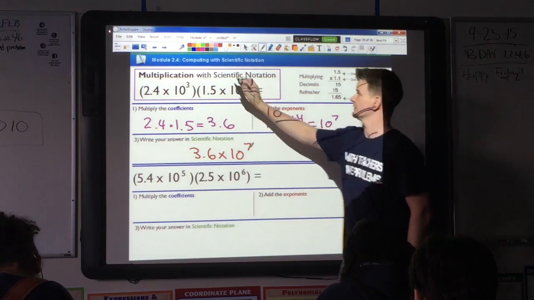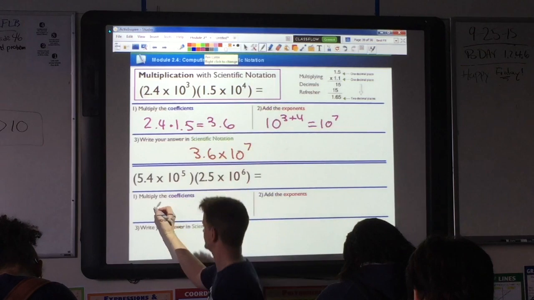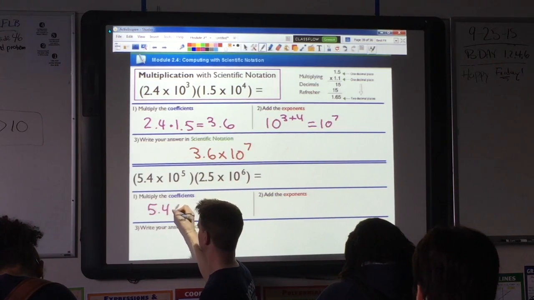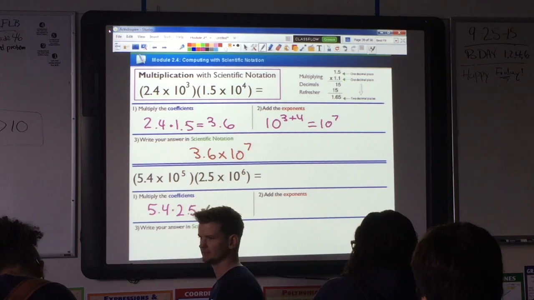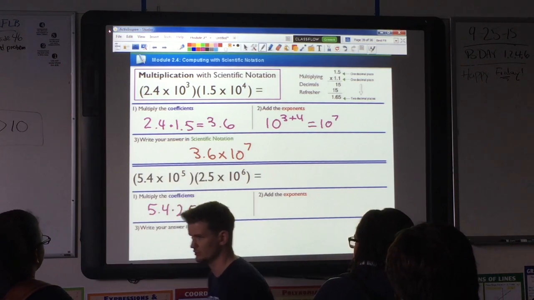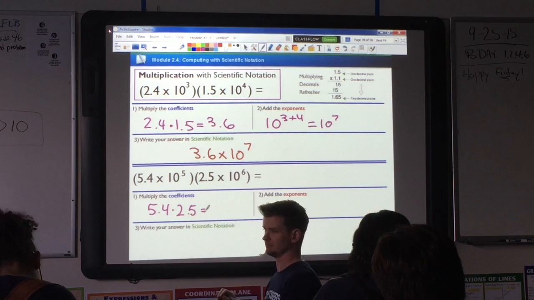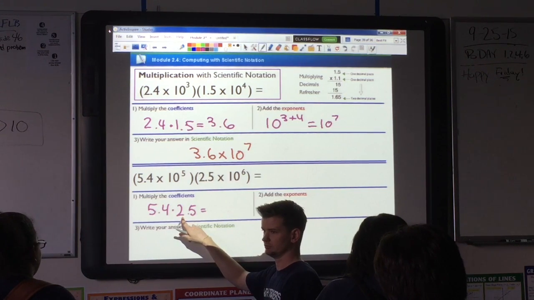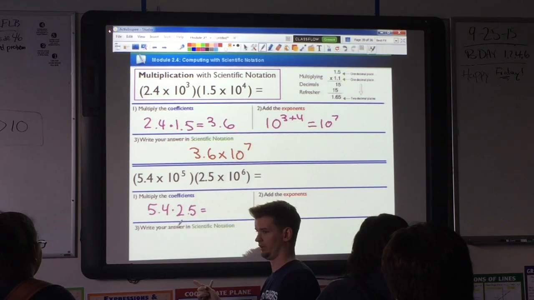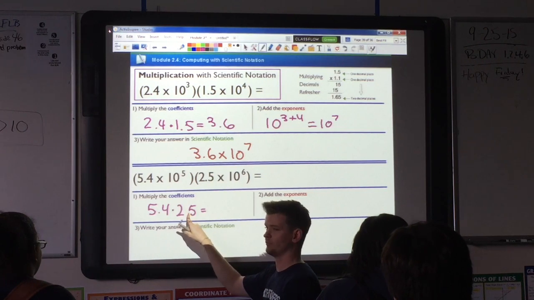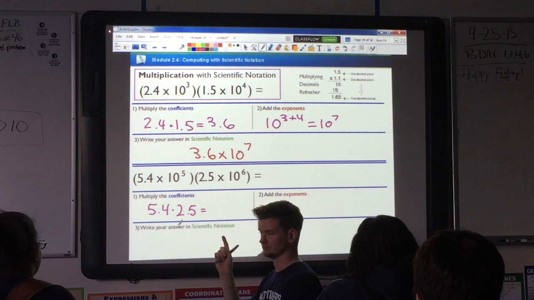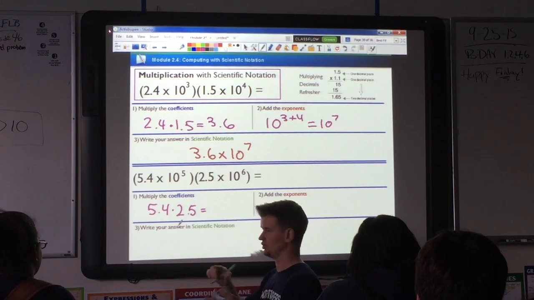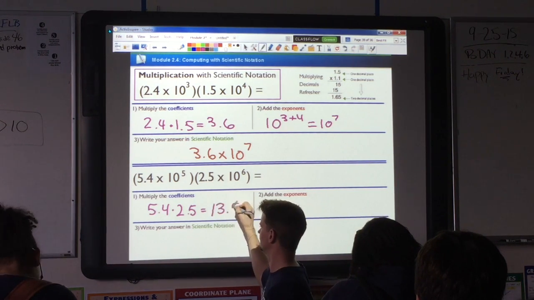5.4 and 2.5. We're going to multiply 5.4 times 2.5. And you know what that is? All right, well, I'll do it for you in the interest of time. When you multiply this out, 5.4 times 2 would be 10.8. And then you have to do 5.4 times 0.5, that would be 2.7. If you put all of that together, 10.8 and 2.7, you will get 13.5.